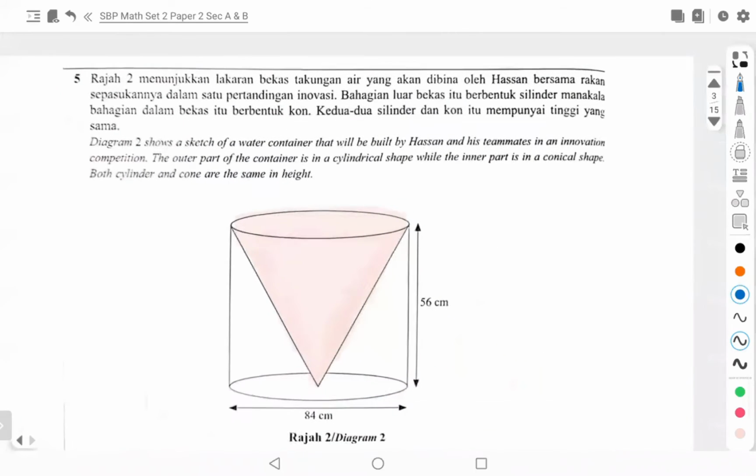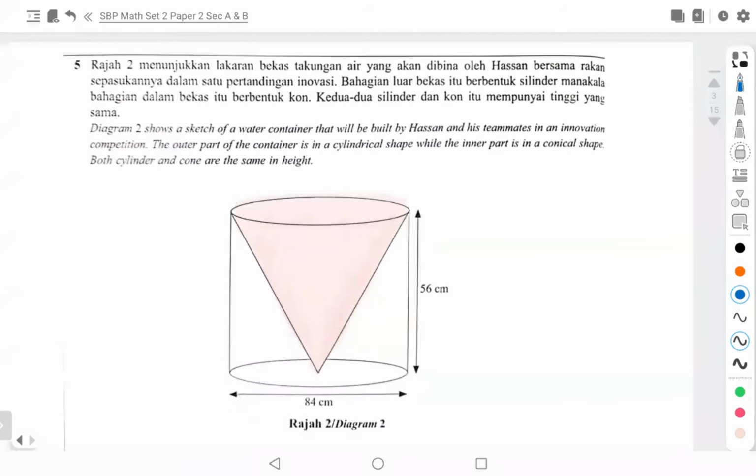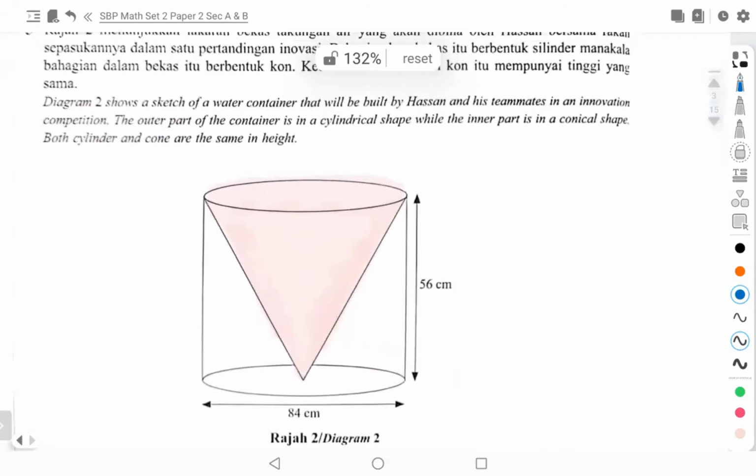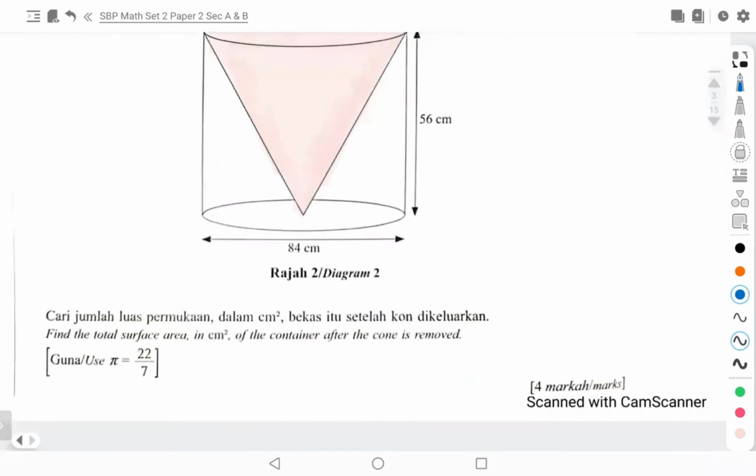Okay, the one I sent in, there's no color, right? It's supposed to have color like this. Diagram 2 shows a sketch of a water container that will be built by Hassan. The outer part of the container is a cylindrical shape. The inner part is a conical shape. Both are the same height. Okay, the question is here.